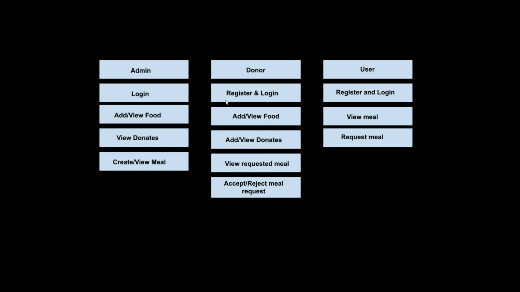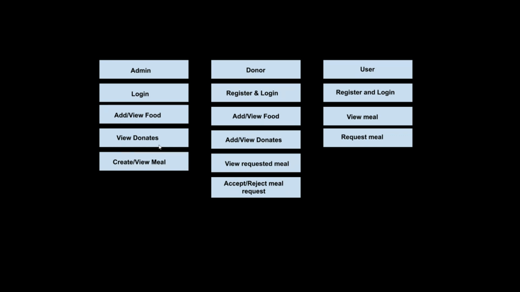Now, the donor will register and log in to the application with the registered email and password. After login, the donor can also add the food, and the donor can also view the food which is added by the admin. Now, the donor will donate the food according to the food that the donor has. The donor will add the donates, and the admin will view the donates according to the donor's donates.